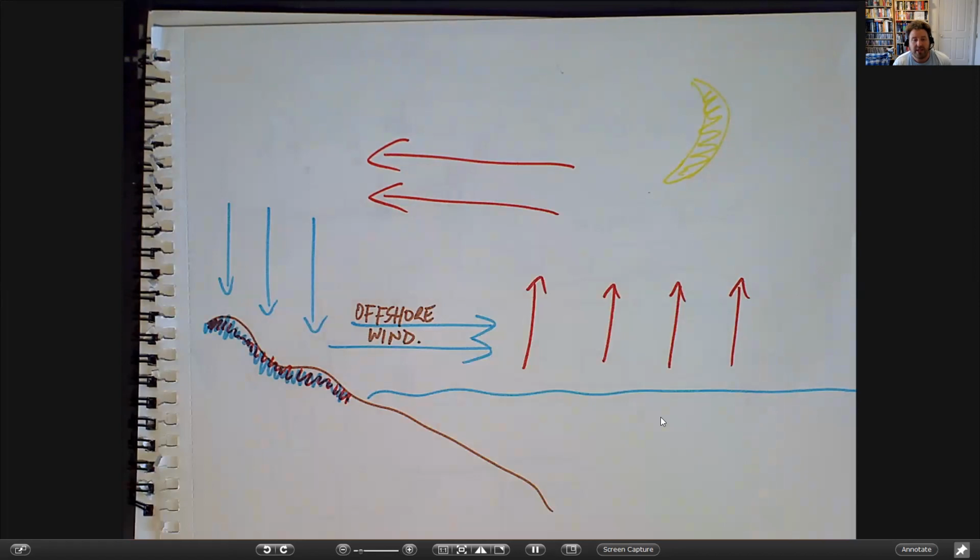Okay, so during the day, especially at the end of the day, once the ground's got nice and hot, you always get an onshore wind, and in the middle of the night, you tend to get an offshore wind. So this is one of the big drivers of wind in seaside areas. Okay, cool. That's application one.